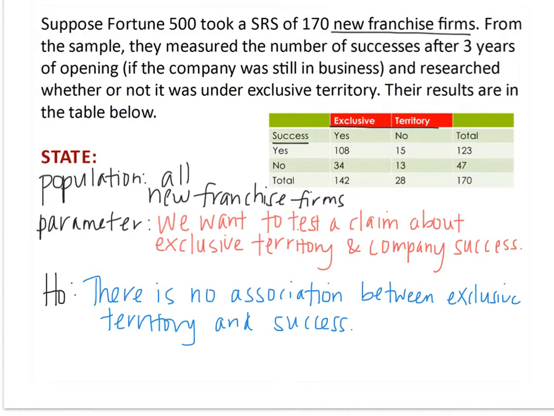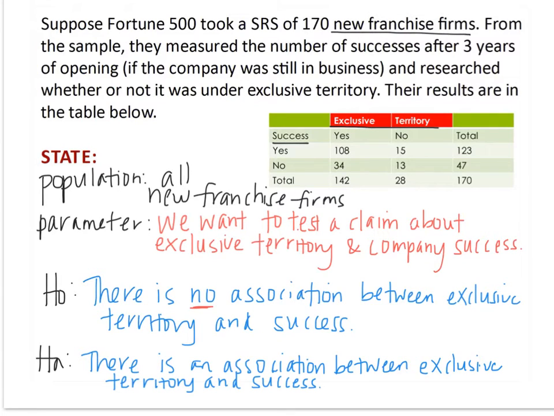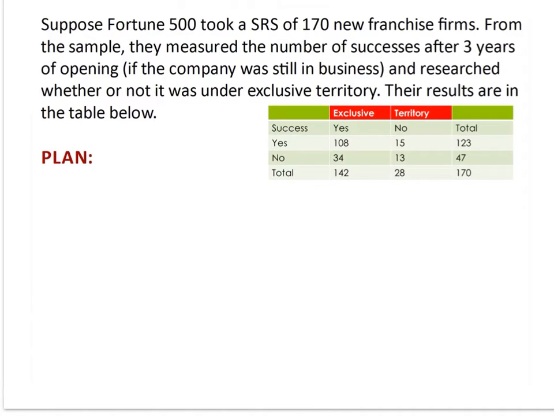So that's the null. Remember, null means zero, they're equal, there's no association. The alternative is that there is an association between exclusive territory and success. So these are my two hypotheses. The null is the no difference, no association. The alternative is that there is an association, and I'm going to complete the test to see if I can reject this claim. So we're going to go to the plan step.